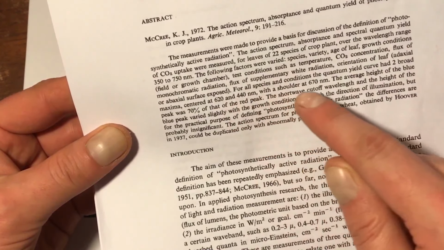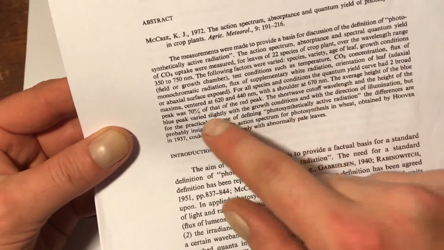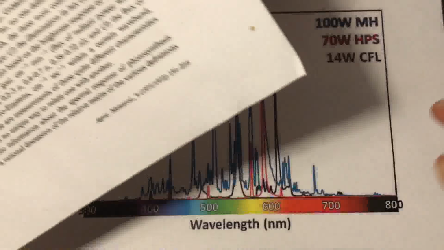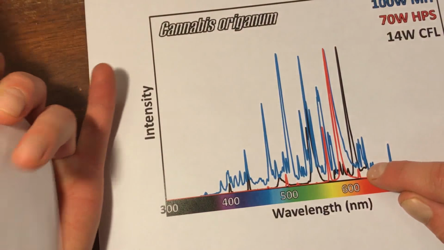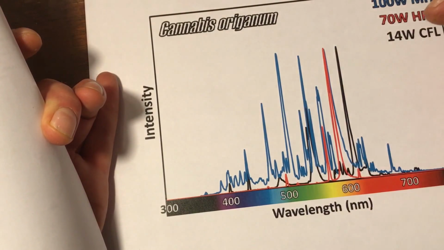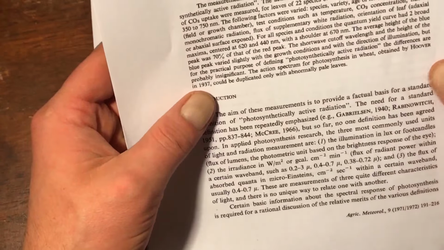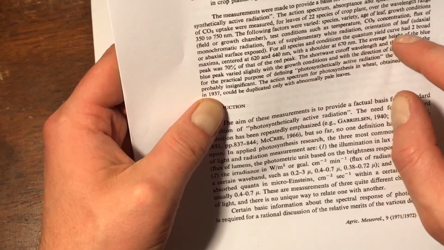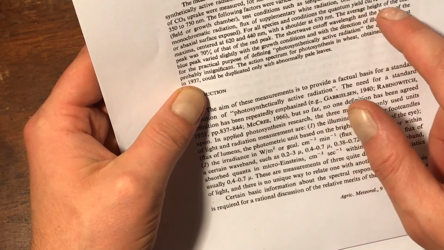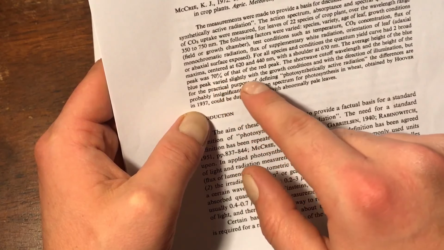So anyway, he says for all the species and the conditions tested, the quantum yield curve had two broad maxima, so two peaks, one at 620 and one at 440. So we're looking at stuff here and stuff here. So mostly missing in these particular lights. With a shoulder at 670. And it also says the average height of the blue peak was 70% of that of the red peak.